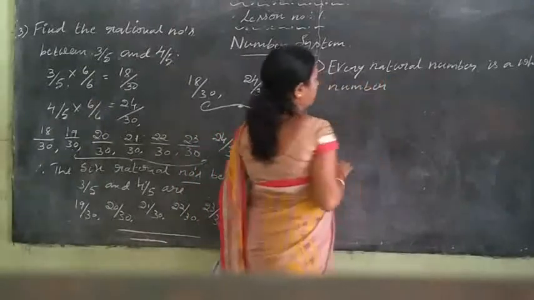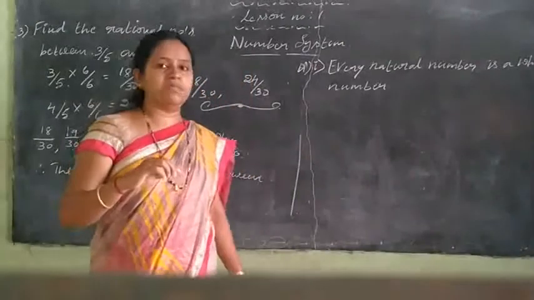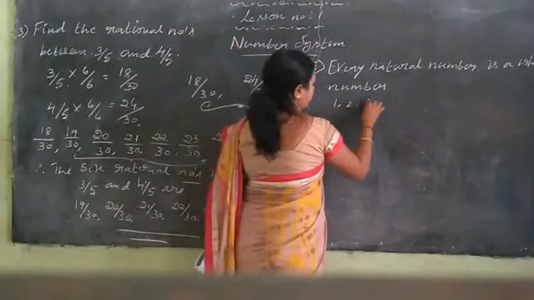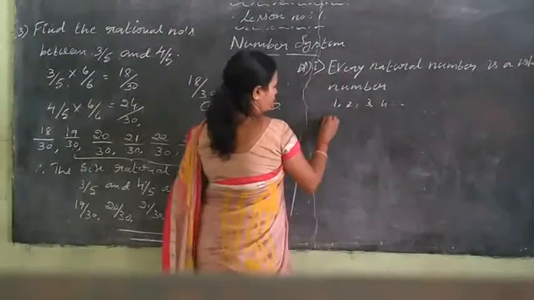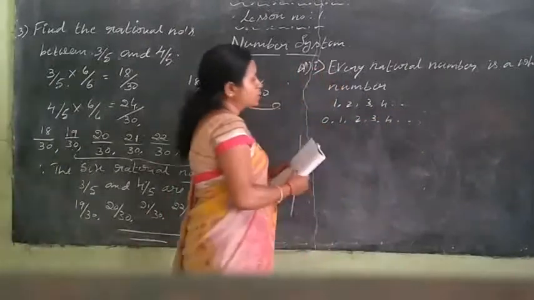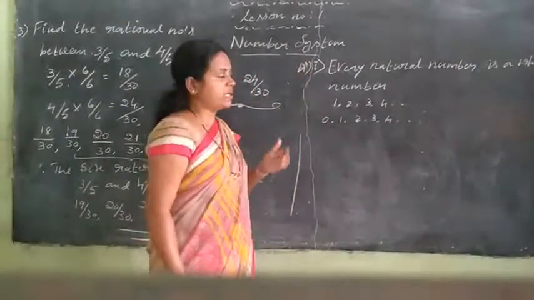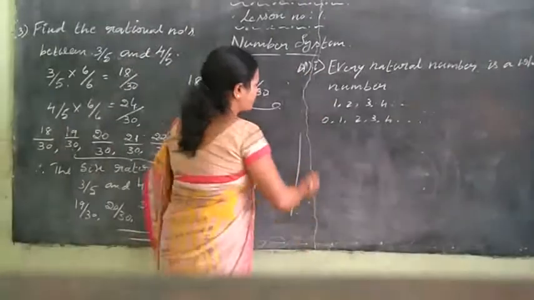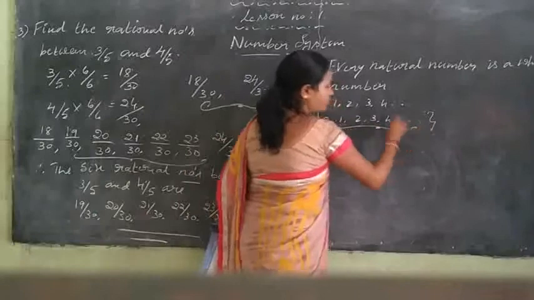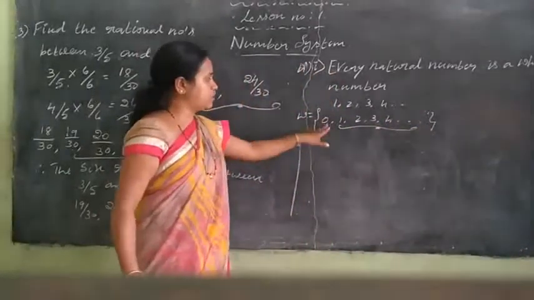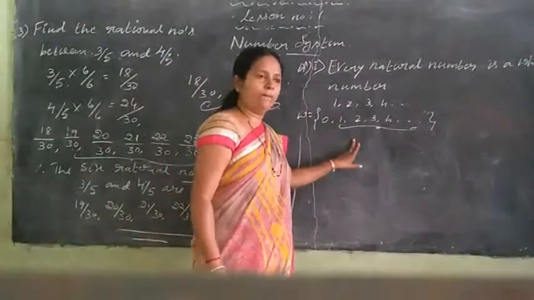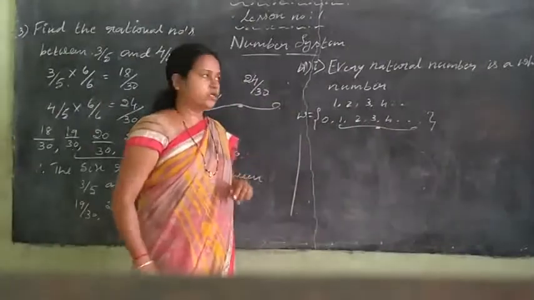Okay, in the starting of the class we have studied about the natural numbers and whole numbers, isn't it, children? So in natural numbers we will be having 1, 2, 3, 4, whereas in the case of whole numbers 0, 1, 2, 3, 4. What is the question? Every natural number is a whole number. Just see the whole number set. Here all the natural numbers are present, and also 0 is there. So in the whole numbers, all the natural numbers are present. So the given statement is true, children.